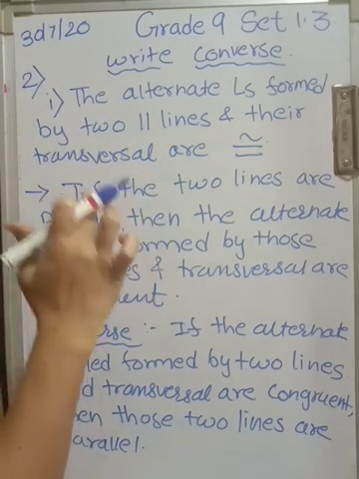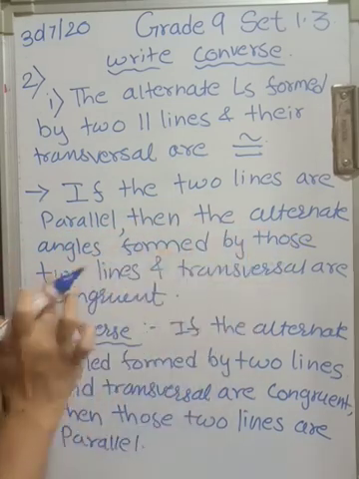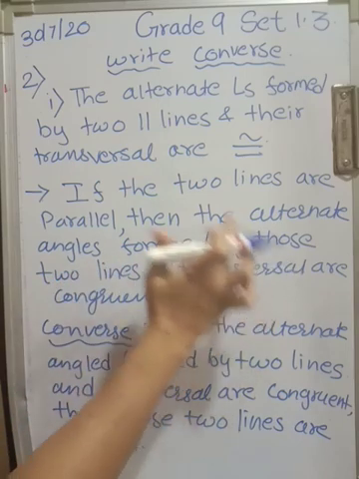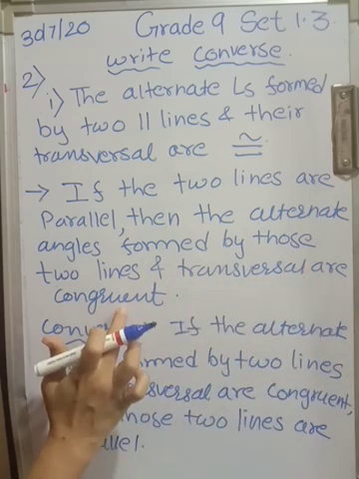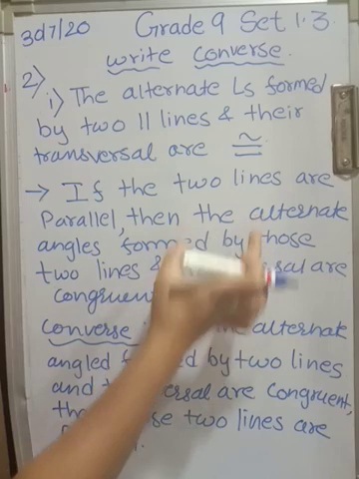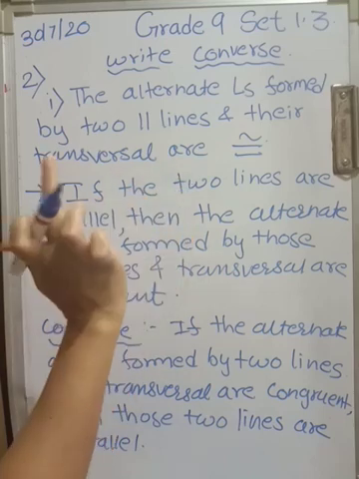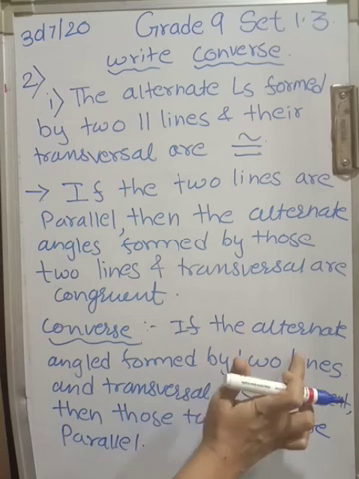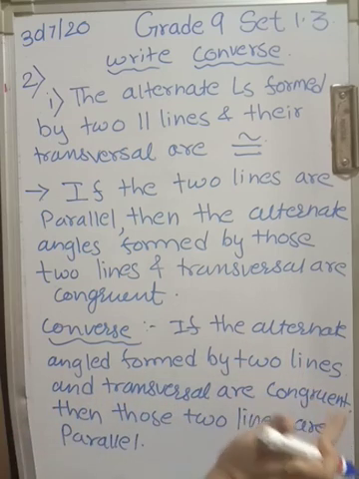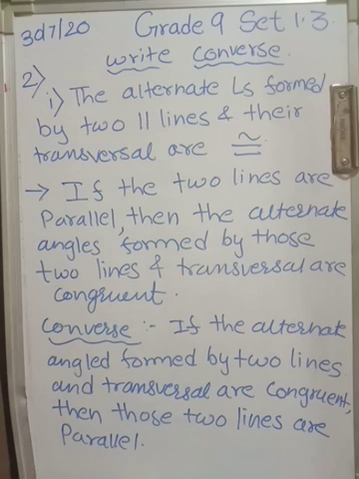I will say, if the two lines are parallel, then the alternate angles formed by those two lines and transversal are congruent. Now it is easy to make the converse. Just change the antecedent. Now your antecedent will become consequent and consequent will become antecedent. So how to write? If the alternate angles formed by two lines and transversal are congruent, then those two lines are parallel. Okay. So this was your first statement of the converse.